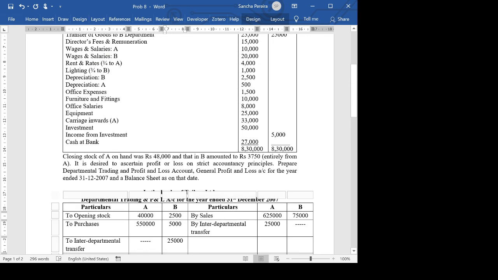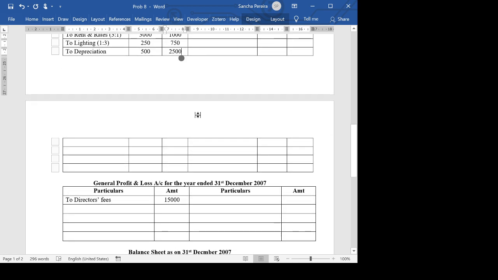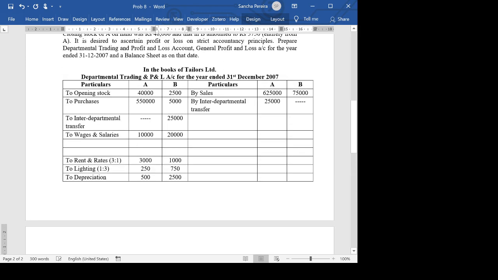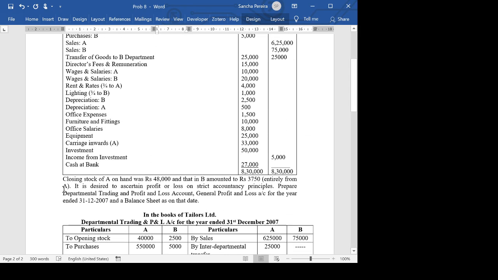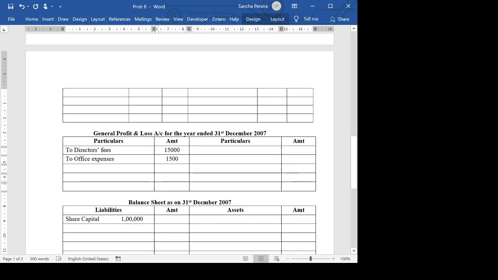Then we have office expenses. Now this cannot be divided, so I take it in the general profit and loss account. Office expenses is 1,500. To office expenses, 1,500. Then we have furniture and fittings. That is 10,000. Furniture and fittings is 10,000.